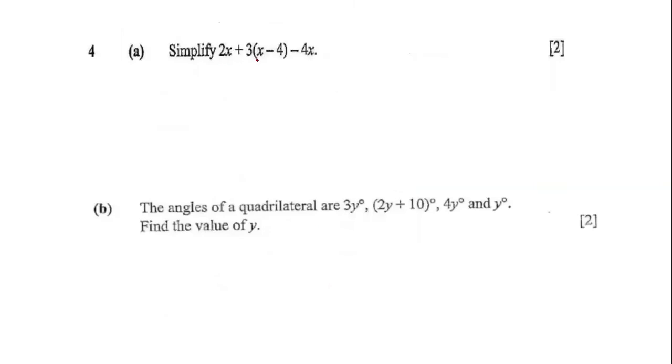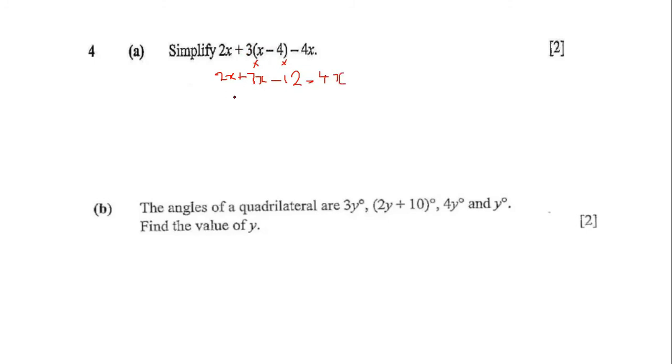As usual, this means times. Also, this one means times. So here, this one will simply be 2x. Then plus 3 times x, that is 3x. Then positive times negative will be negative. So 3 times 4 is 12. Then this is minus 4x. So minus 4x. Alright, group the like terms here.